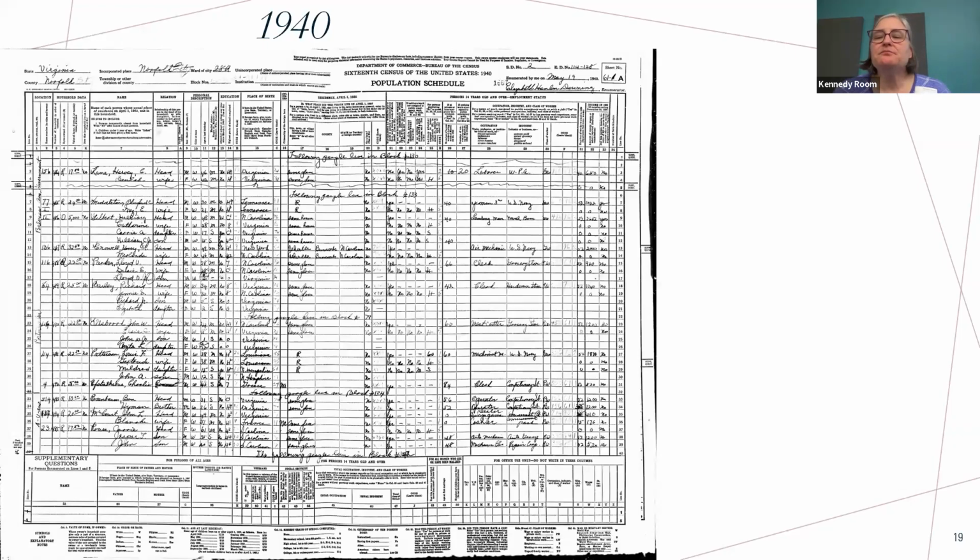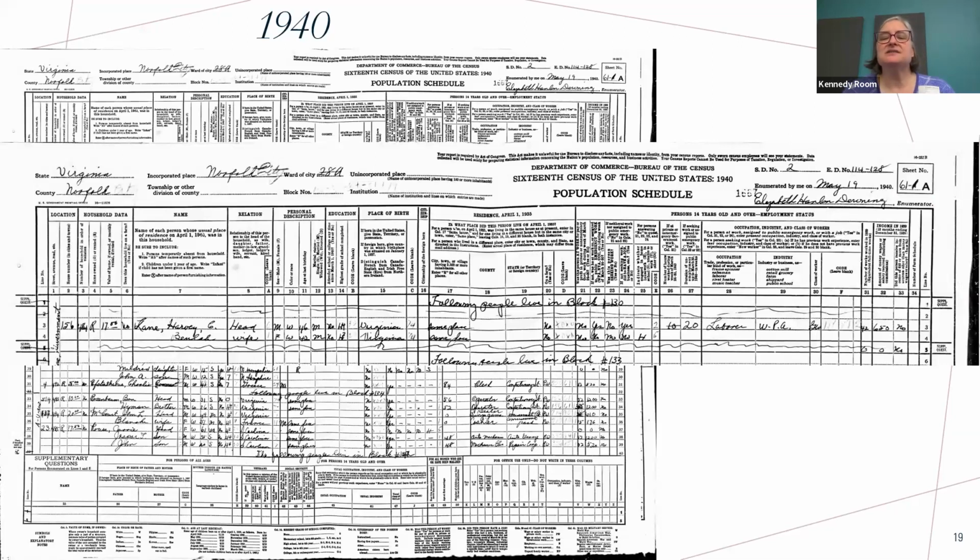So 1940 gets more complicated because 2 people on every page get asked the supplemental questions. And we'll talk about those on the next screen because it was too much to put on here, but you'll see those at the bottom.